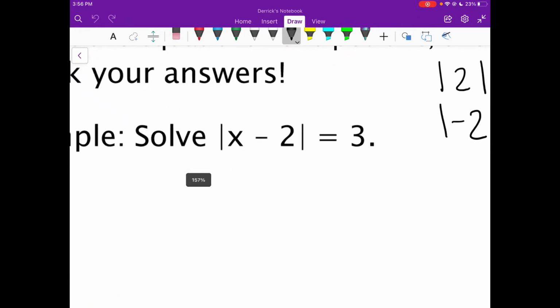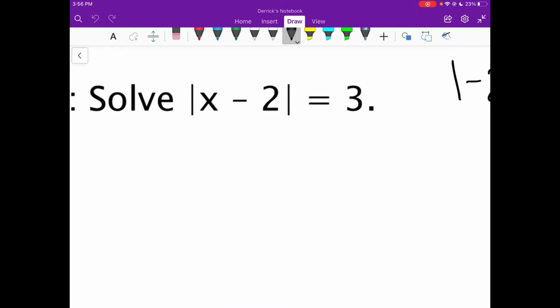For example, if you look at this equation of the absolute value of x minus 2 equals 3, there is some x value that when we take it minus 2 would give us positive 3. And the absolute value of 3 would certainly equal 3. But there is also some x value that when taken minus 2 should give us negative 3. And the absolute value of negative 3 would also be positive 3.